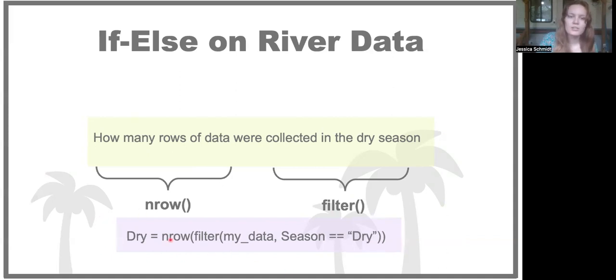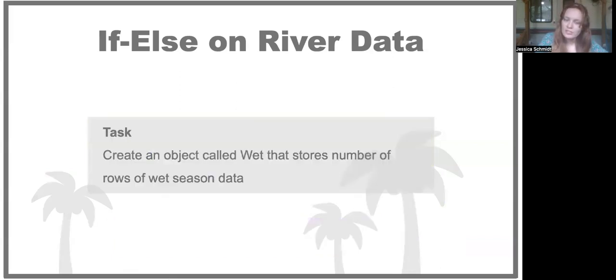Please make sure that you are doing this and check that dry actually shows up in your global environment attached to a value. So go ahead and do that. And after you've done that, please do the same thing with the wet data. Create an object called wet that stores the number of rows of wet season data. All good?